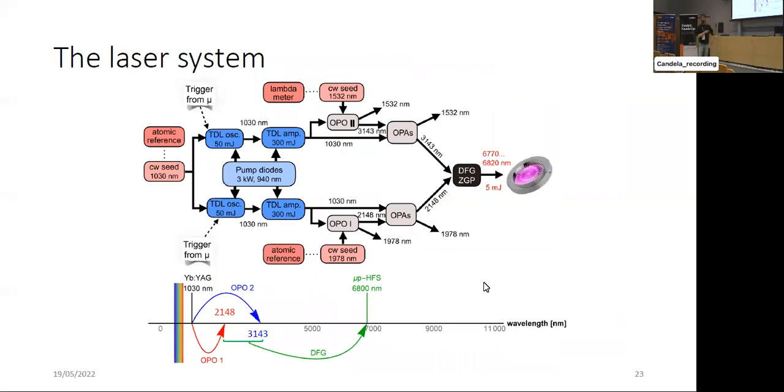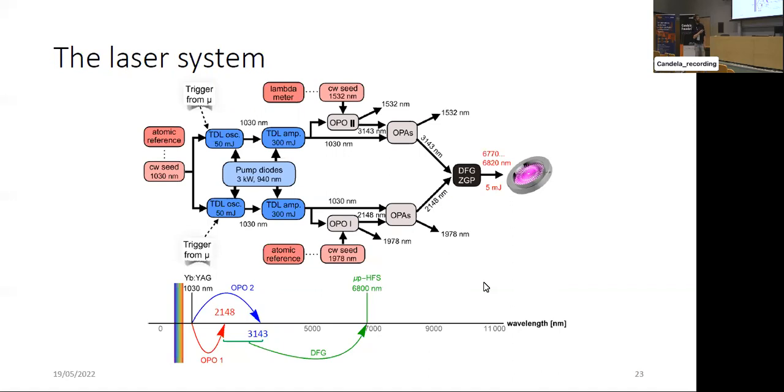I don't want to go too much into detail about the whole thing, but conceptually, we start with an injection-seeded thin disk oscillator in the near infrared, at 1030 nanometers. That's proven high-power laser technology. Then we further amplify this in a multipass thin disk amplifier to about 300 millijoule pulse energy. This was my PhD, essentially, the thin disk laser part.